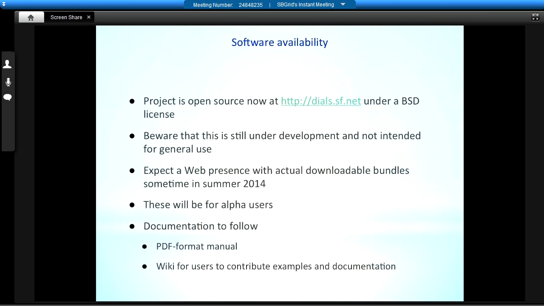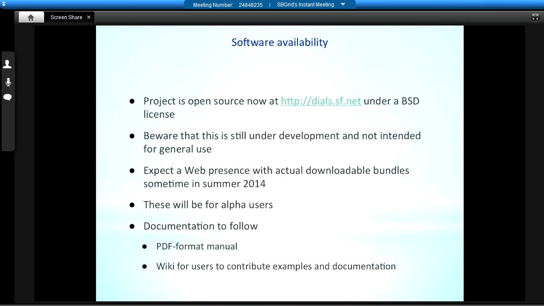But we expect to have a web page sometime this year where we actually prepare real downloadable binary bundles. People can download it then, and it will be for what I would consider alpha users. So we expect people to use it and then try out some data sets and let us know what happens and what could be improved.